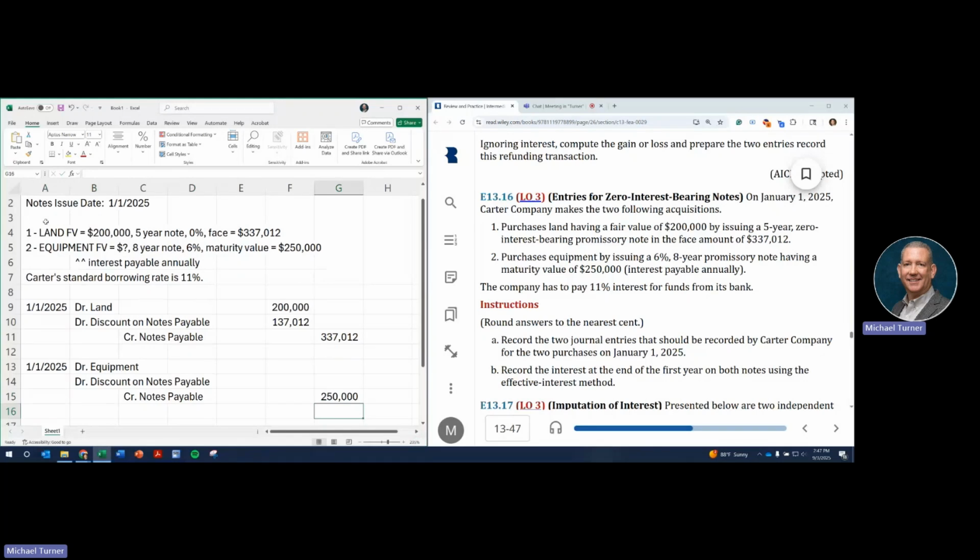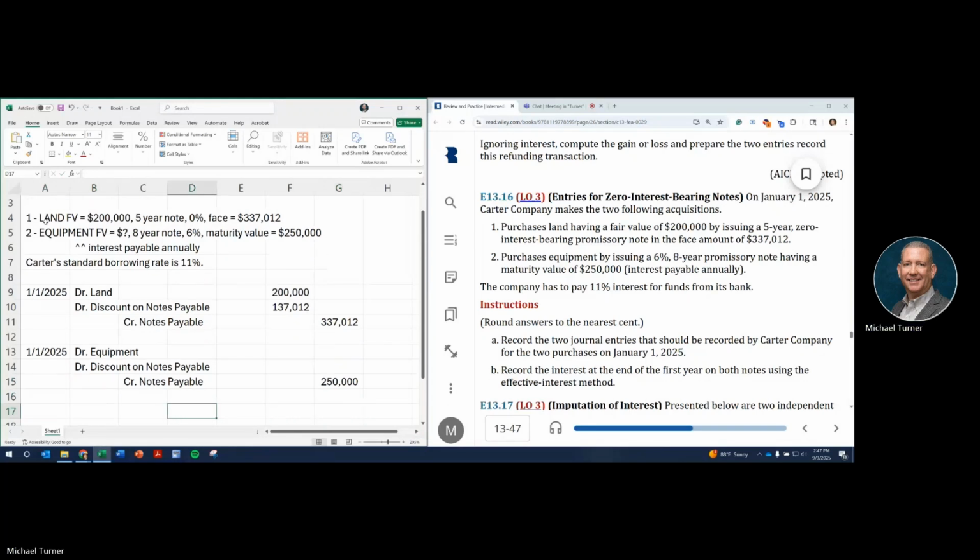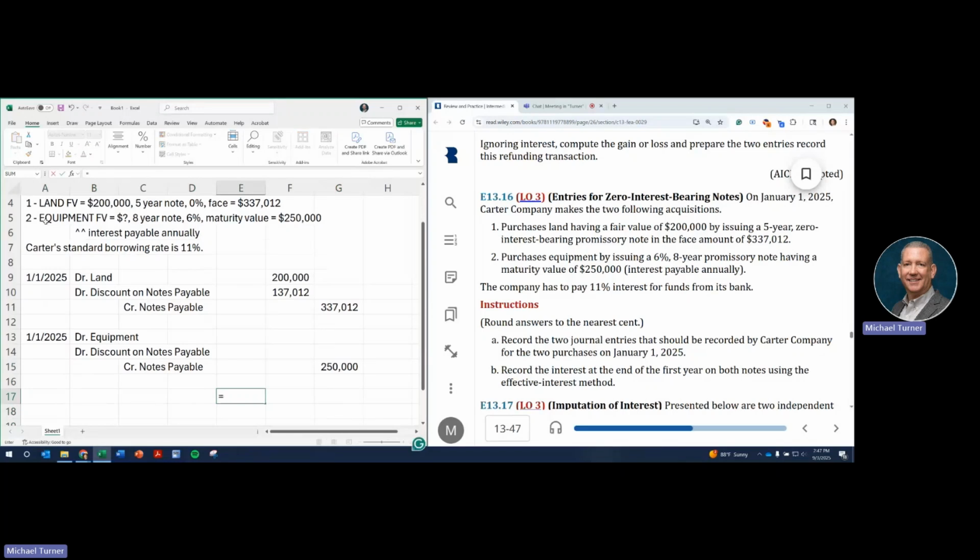So similar to what we did above when we verified the $200,000, I also want to determine what is the fair value of the equipment on the date we acquired it. So let's do a couple of present value calculations.